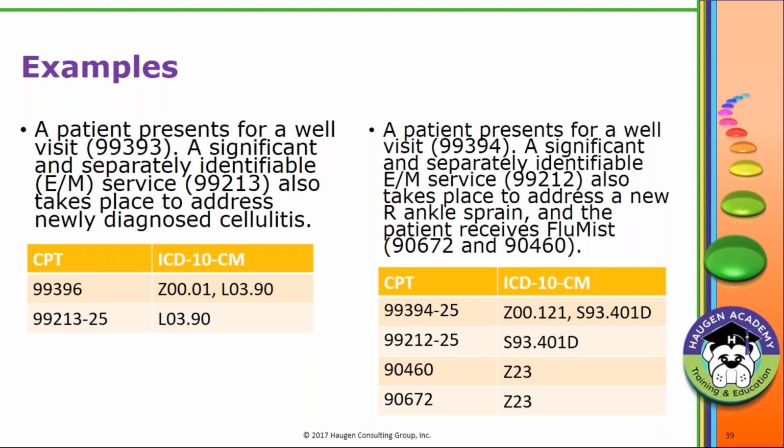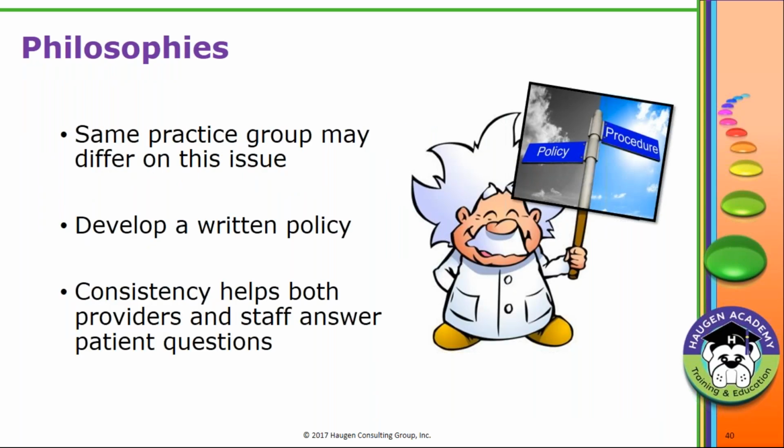And I do have a comment that says a new ankle sprain wouldn't have a subsequent 7th character, and that is correct. That 7th character should be A on there. So we will have the Z23 diagnosis code for the encounter for immunizations on those last two CPT codes.